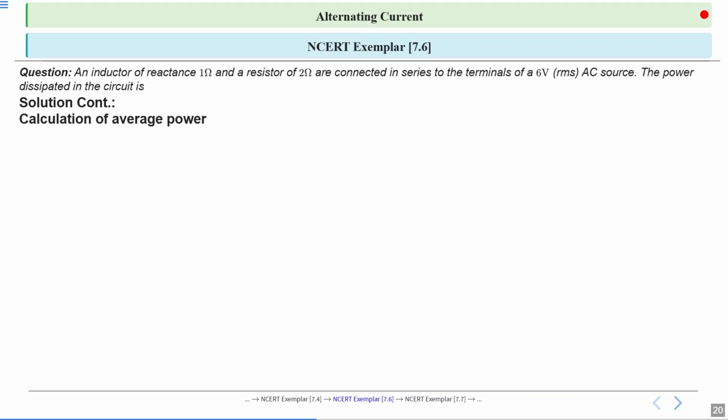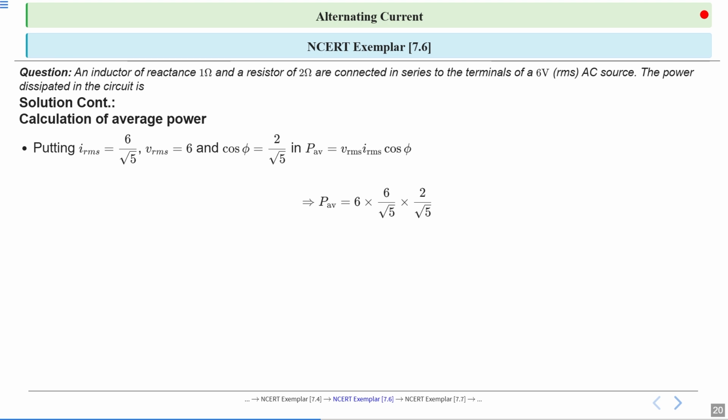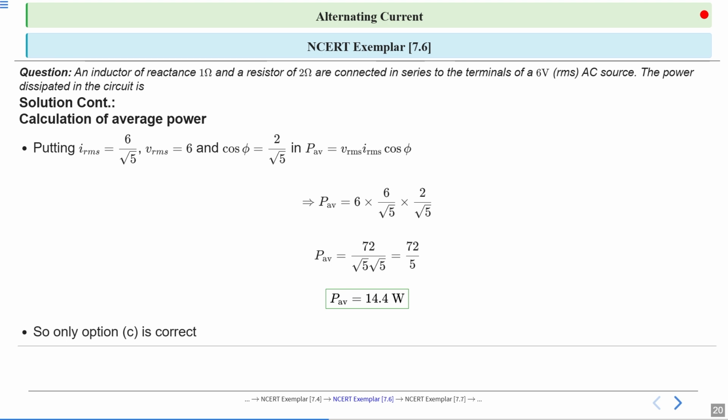So calculation of average power, putting IRMS equal to 6 upon root 5, VRMS equal to 6, cos phi equal to 2 by root 5 in P average equal to VRMS IRMS cos phi. So P average will be equal to 6 into 6 upon root 5 into 2 upon root 5. So it will become 72 upon root 5 into root 5, which is equal to 72 upon 5. So P average will be equal to 14.4 watt. So option C is correct. Only option C is correct.